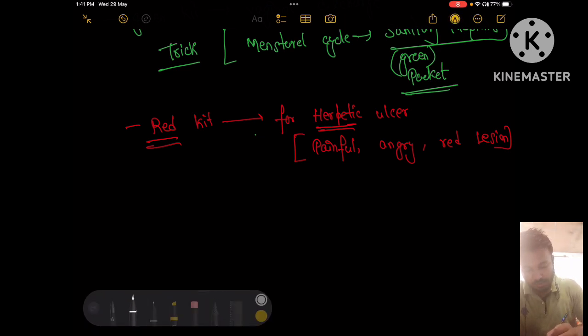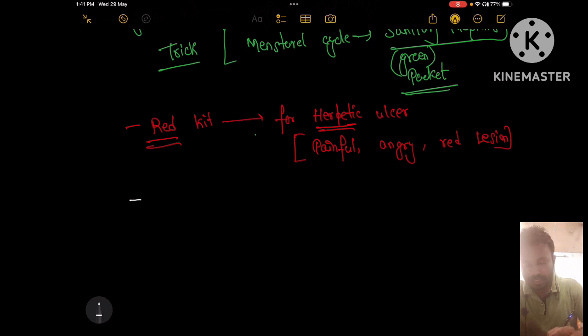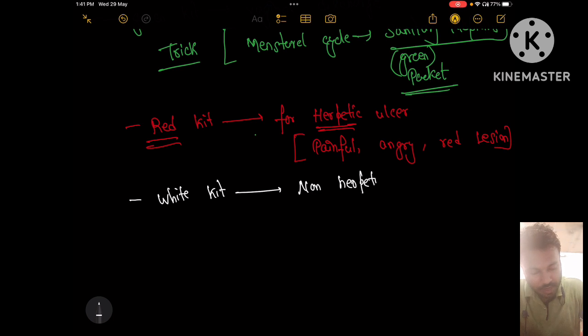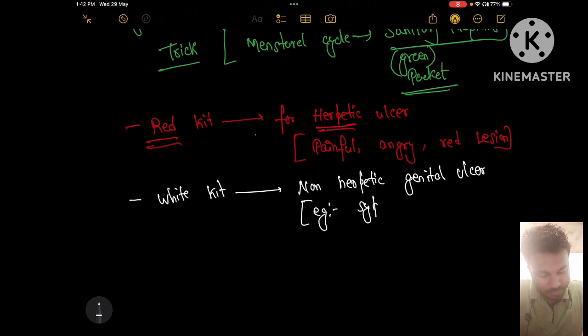Next is the white kit. The white kit is for non-herpetic genital ulcer, like syphilis. It is painless, it is colorless, so it is white in color.